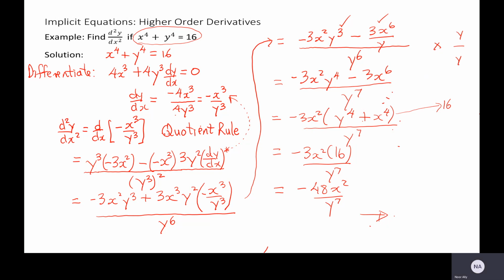That completes the examples on implicit equations.